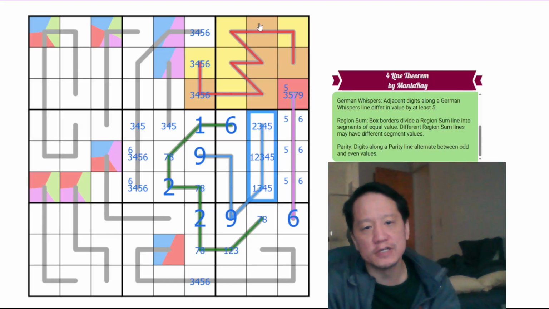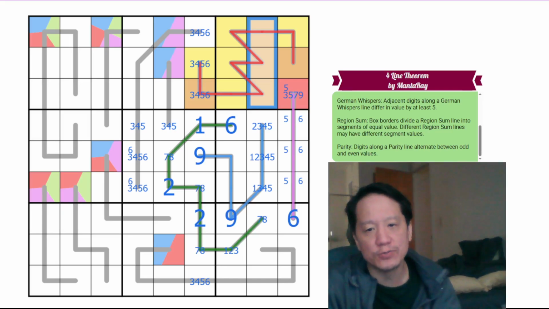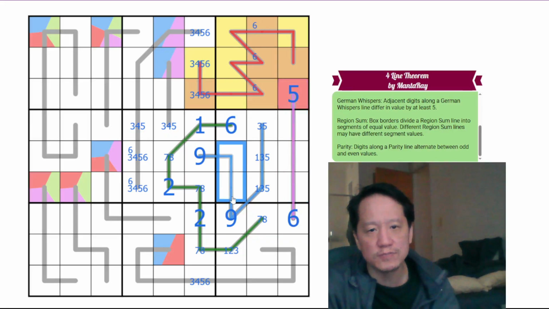So where is 6 then in box 3? It has to be here. So these are evens. So this cannot be 2, 3, 4. It would have to be 1, 3, and 5. That means 5 cannot be here. 5 would have to be here. This obviously can't be 6. This is 1, 3, 5, which forces this to be 2 and 7 to add up to 9.